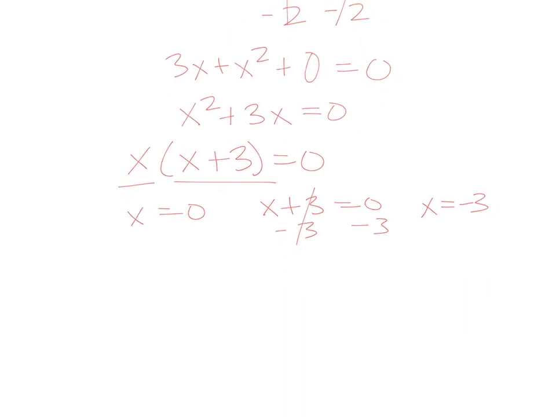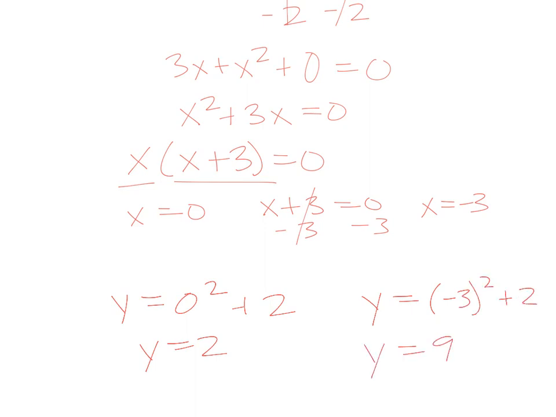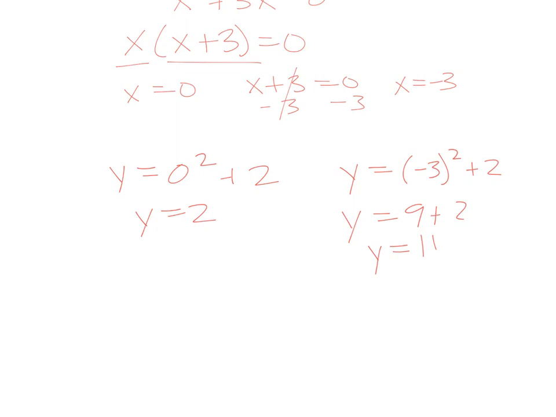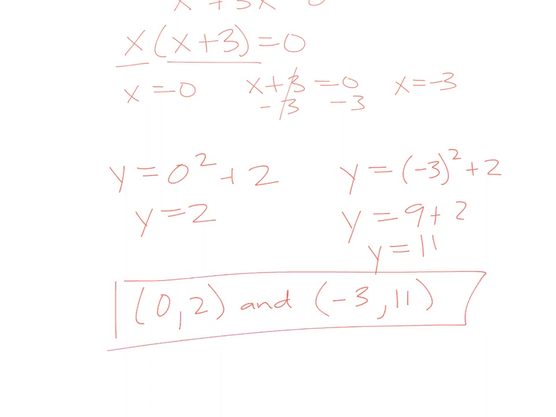Now all I have to do is plug x back into either equation. So I'm going to have y is equal to 0 squared plus 2. So y is equal to 2. And y is equal to -3 squared plus 2. So y is equal to 9 plus 2. y is equal to 11. So I have 2 points for this problem. I have 0, 2. And -3, 11. These are my two solutions for this problem. Done. On to the next.